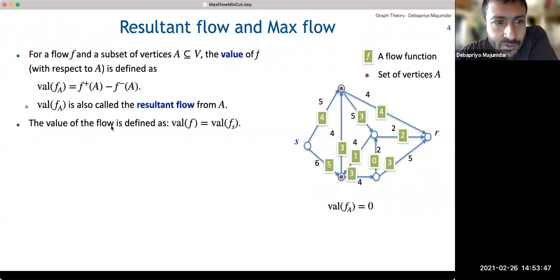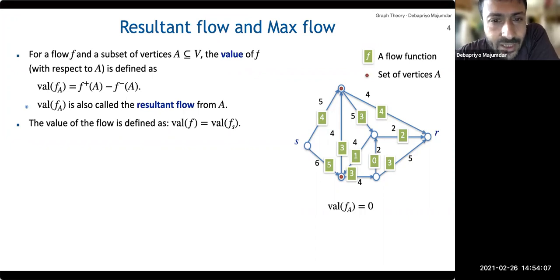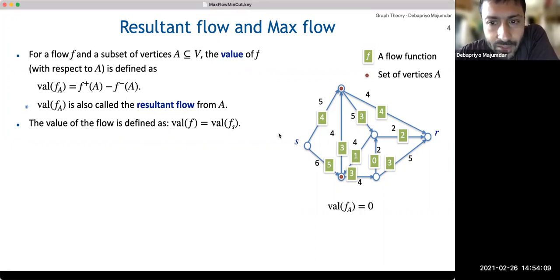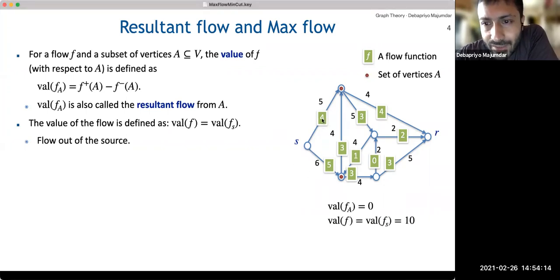Now the value of the flow function, the value of the overall flow function, is denoted as val f, and that is essentially nothing but the value of the source. How much is getting out of the source? So value of the flow is essentially how much is getting out of the source, right? And in this case, what is it? Flow out of the source is 10, right? So 6, oh sorry, okay, let me see, should be 9.